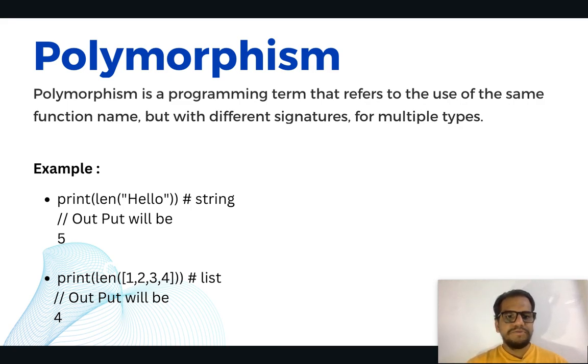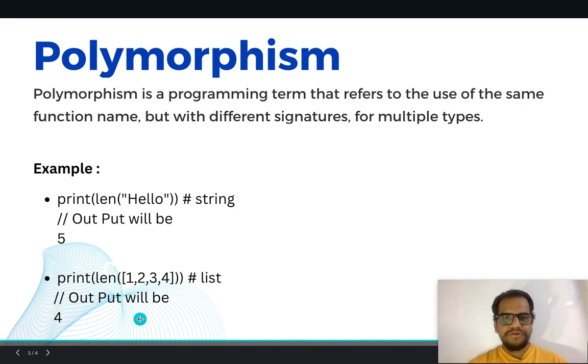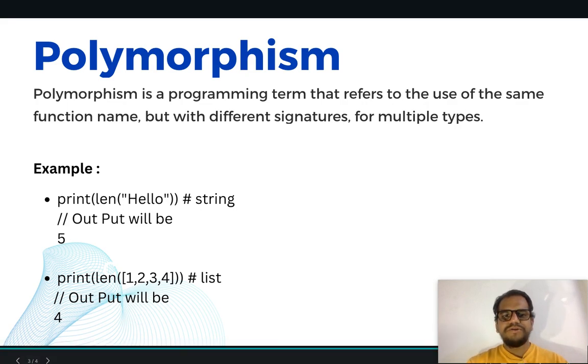For example purposes, I have taken len here. This is an inbuilt function of Python. So print len hello, we used a string here, so the output will be 5. In a similar case, we can use print len of 1, 2, 3, 4, which is a list, and the output will be 4. So these types of things we do in polymorphism.